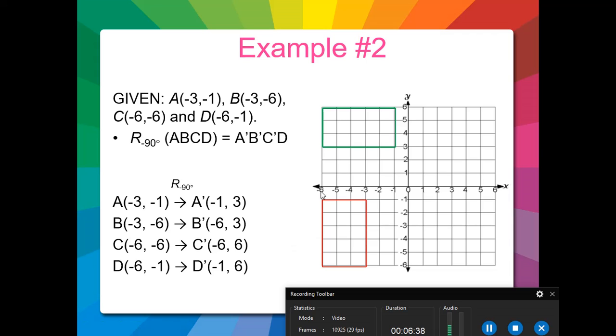And it does, in fact, end up in quadrant 2. Make sure you label your vertices and put your prime notation on. And again, you can see that the rectangle has been turned as we spin it about the origin.